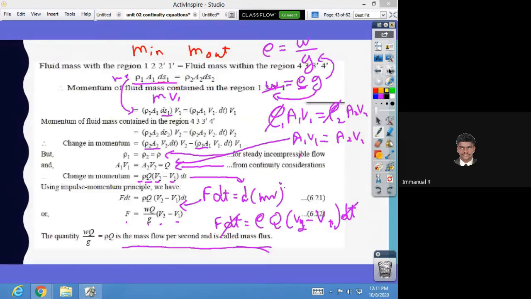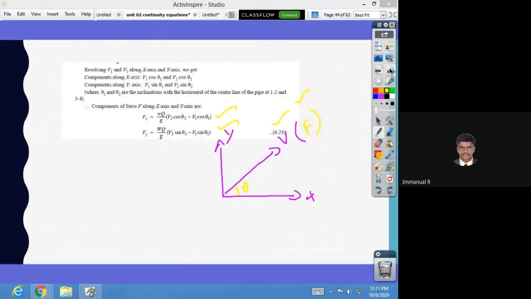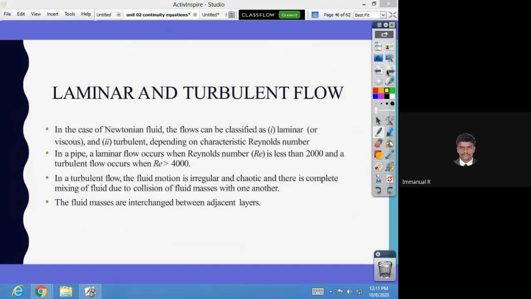In so many examinations, in the final semester examination, surely these questions will be available. Okay, so the next topic will be laminar and then turbulent flow. Within this topic we will end this session.